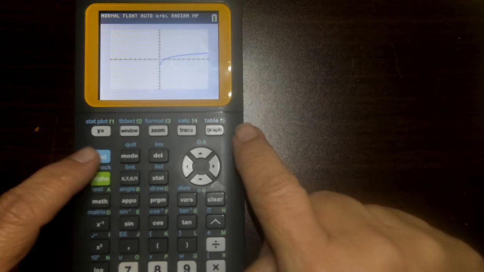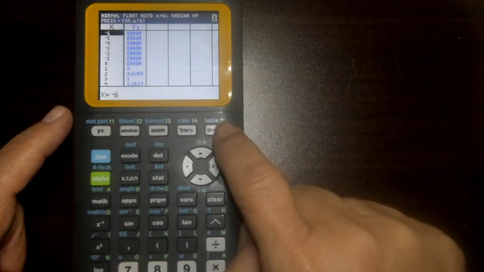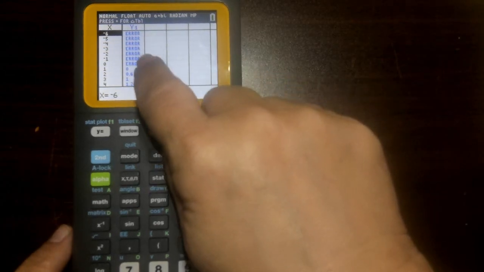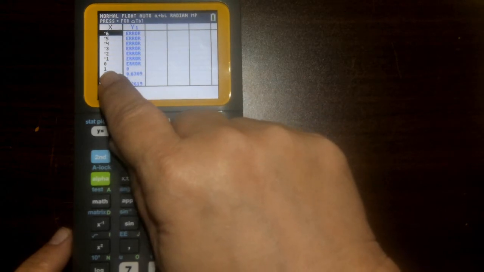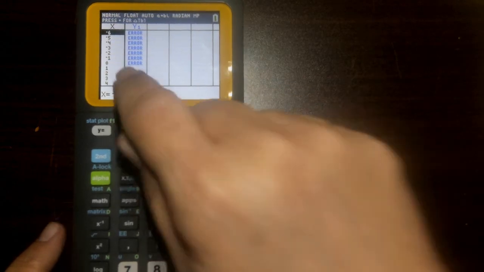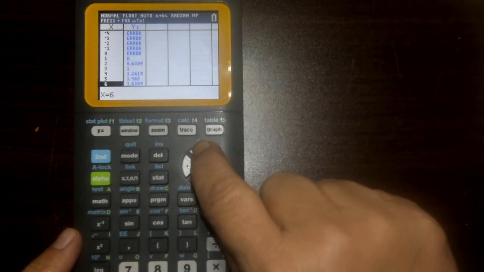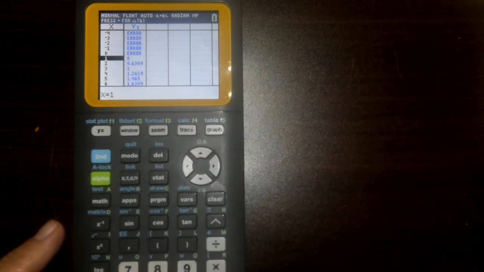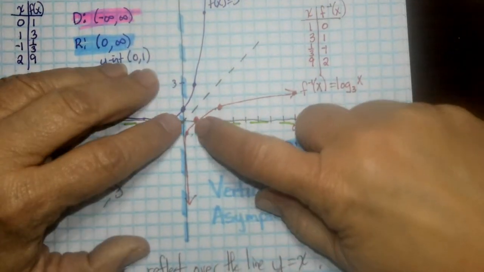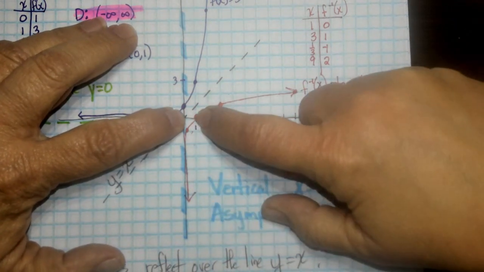Now, if I go to my table, I'm going to show you something. Right? All these negative values say error, right? And then I have the point 1, 0. But it looks like I don't have any negative answers. But I know when I did it by hand that it went down to the negatives. Let's look back on our paper for just a minute. Do you see that all of the negative outputs occur between 0 and 1?